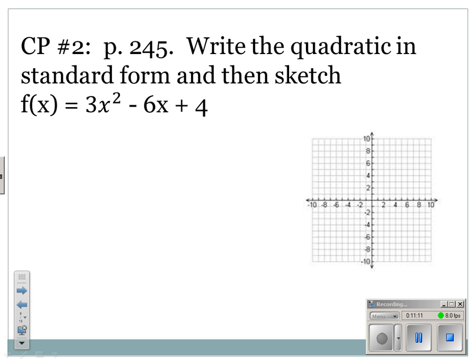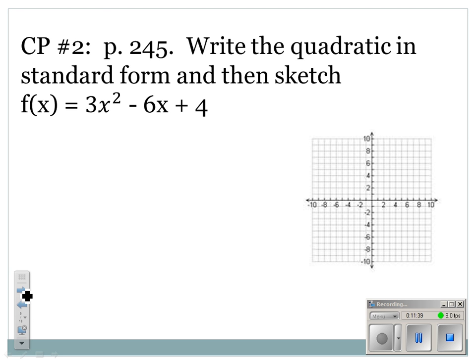So checkpoint problem number 2 at the bottom of 245 has us practicing this. And the example from the book right above it is having us do that as well. So look through that one and then come with me through this one. So in this particular problem, we definitely see that we have a parabola. We have an x squared function, but we do not have it in standard form. So we are going to attempt to put it into standard form.